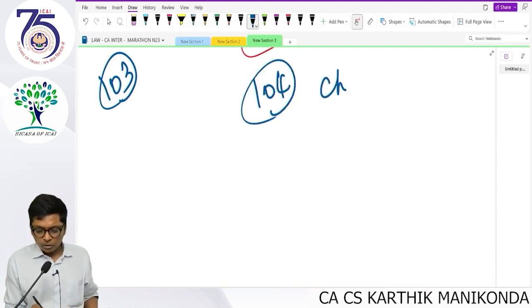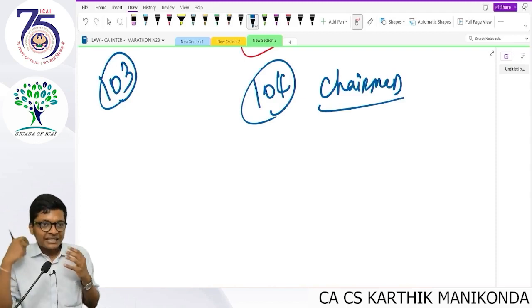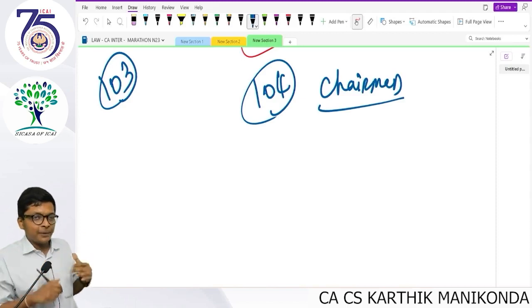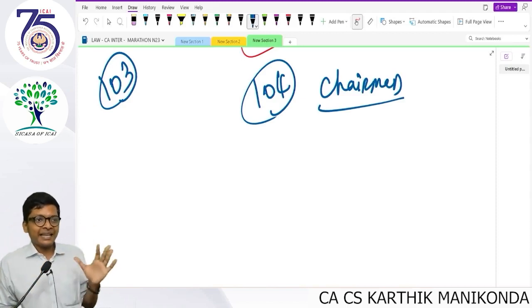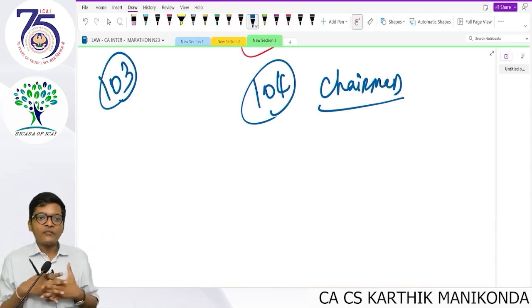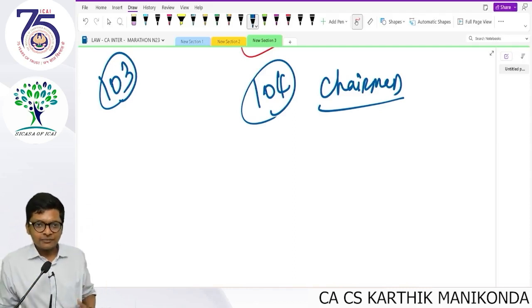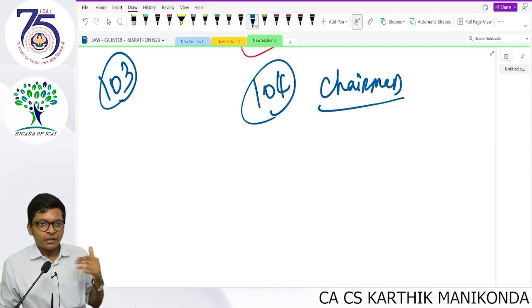So we finished 103, which is quorum. 104 talks about chairman. Chairman is very simple, guys. Chairman will be one of the board members or members who will oversee the meeting. He will take care that everything is going fine, no fight. In many meetings there will be fights. Sometimes they will throw eggs at the director. There are so many fights which happen. Once members were fighting over there.